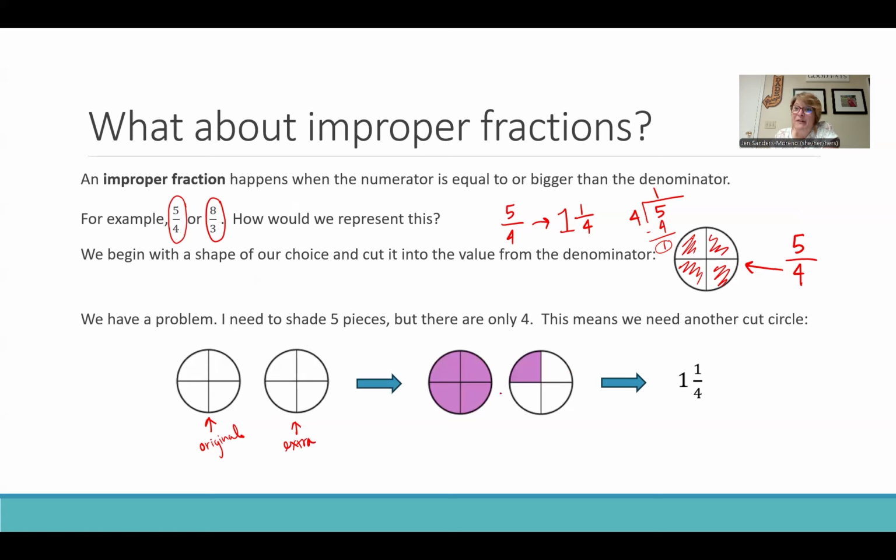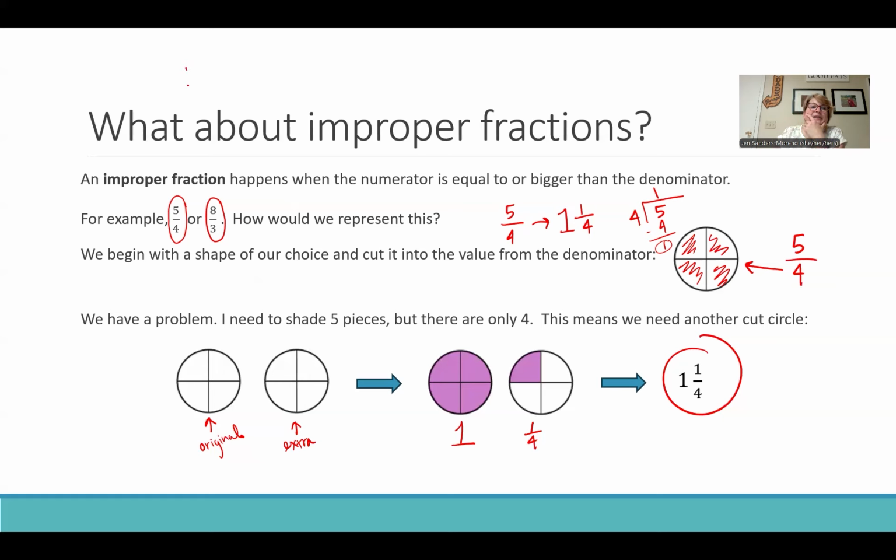Okay, now we're going to shade all 4 and then one extra one. And what you'll notice is that this is now going to turn into a mixed number of 1 and 1/4. So you can do this. It gets a little bit harder with something like 8/3. 8/3 is a little trickier because you're going to have 2 whole objects, right?